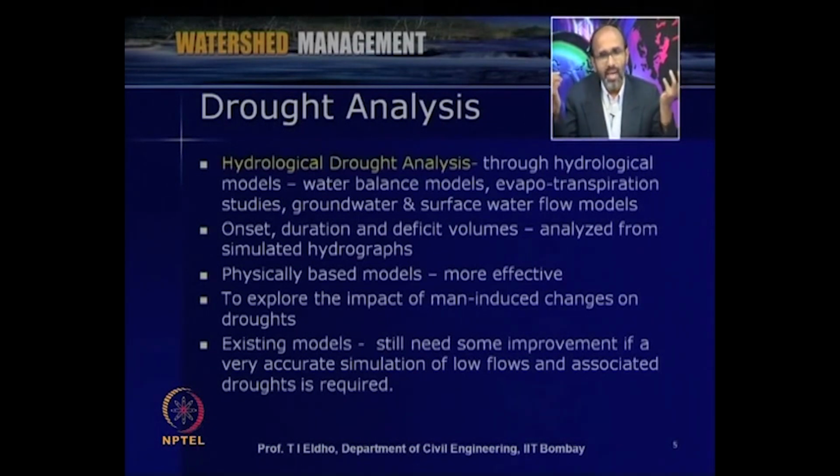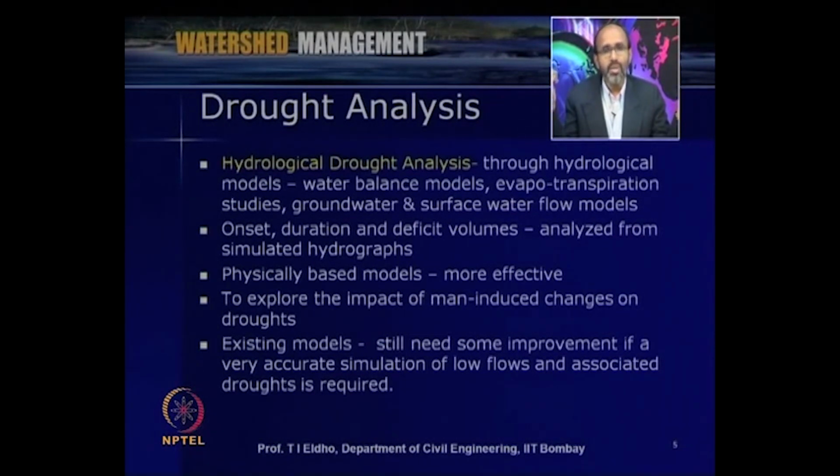So, that way the hydrological analysis based on physically based models is generally used for drought analysis. In drought analysis we are trying to explore the impact of man-induced changes on the watershed or the river basins. So, what will be the effect of man-induced changes on droughts? Say, for example, if a dam is constructed or a reservoir is there, then what will be the effects? Or if deforestation takes place in a particular watershed or river basin in an extensive way, then what will be the effects, like that.